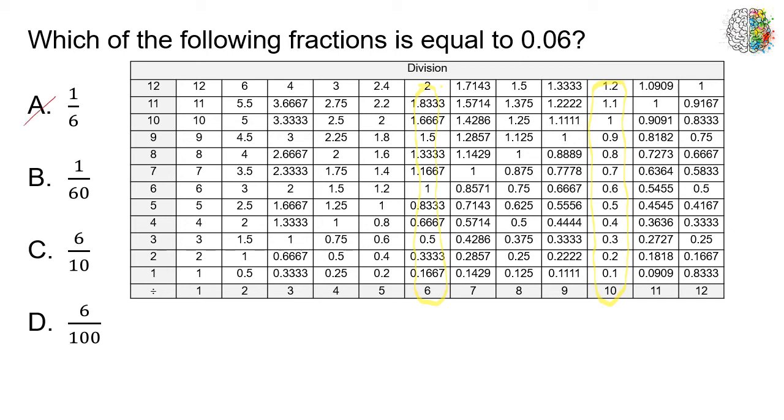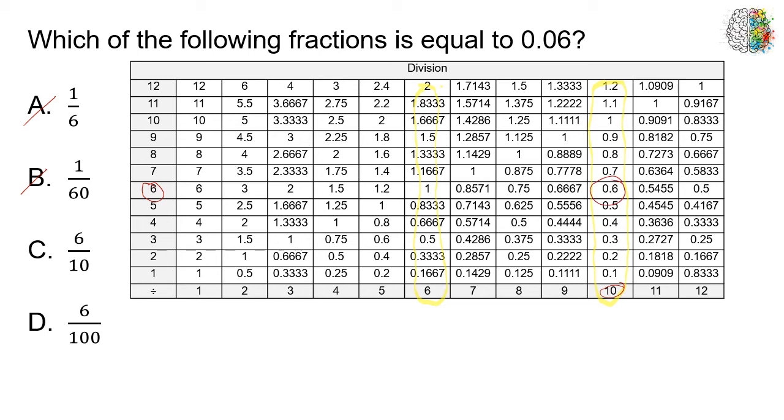answer A and answer B are likely to not be the answer because those are dividing by 6, and I can see that none of those end in a 6, so I'm not going to get a decimal with a 0.6. Now I'm going to look at my tens, and I see any time that I end in a 10 that it's just taking that number and moving the decimal over 1 place. So we actually have 6 divided by 10 is right here at 0.6.